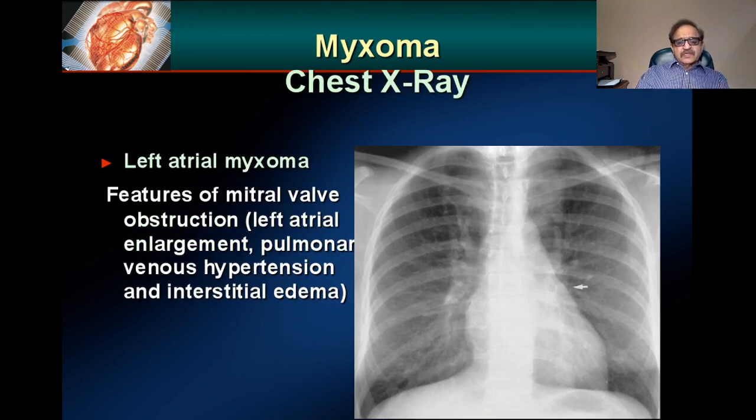Chest X-ray in left atrial myxoma gives you a picture just like mitral stenosis. You can see the enlargement of the left atrial appendage and straightening of the left cardiac border in this patient, as well as the pulmonary venous congestion due to pulmonary venous hypertension. These signs are due to obstruction of the mitral valve due to cardiac myxoma protruding into the left ventricle with each cardiac cycle.